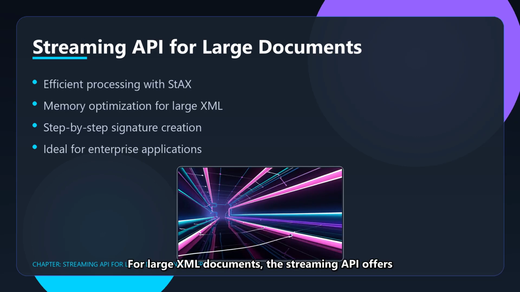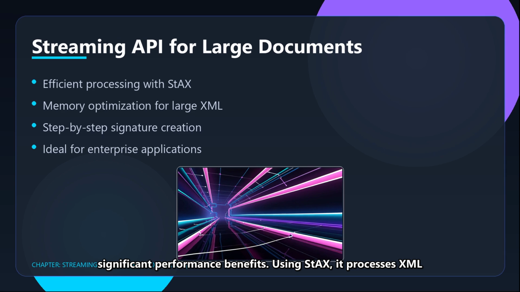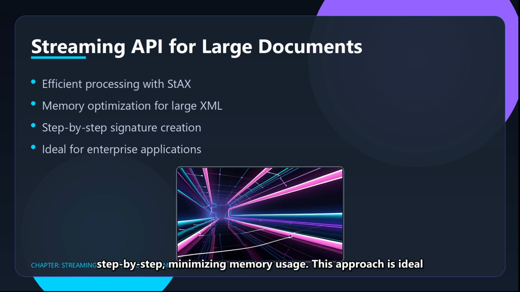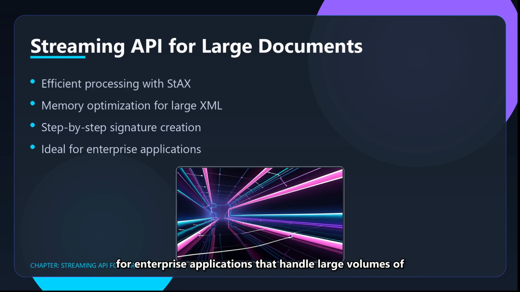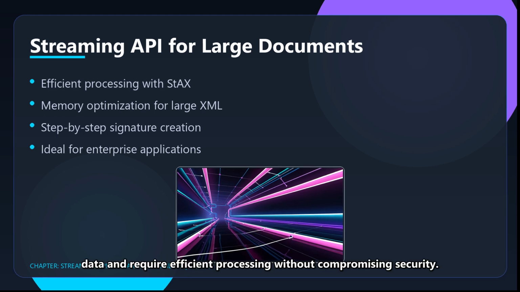For large XML documents, the streaming API offers significant performance benefits. Using StAX, it processes XML step by step, minimizing memory usage. This approach is ideal for enterprise applications that handle large volumes of data and require efficient processing without compromising security.